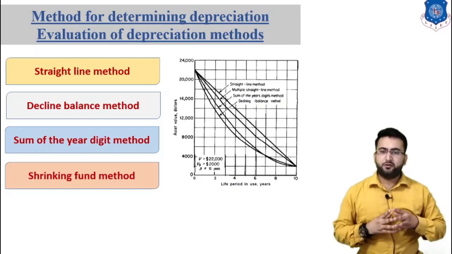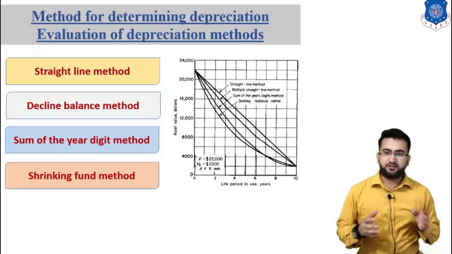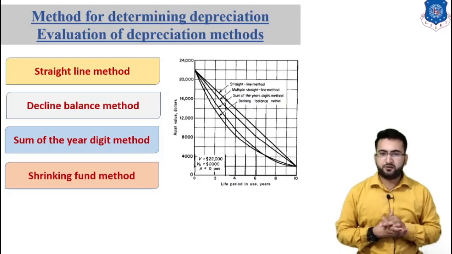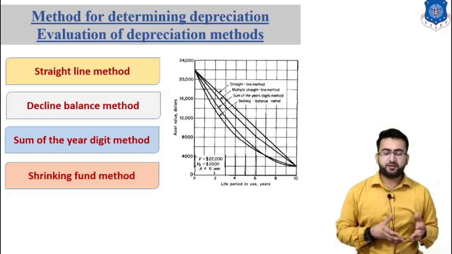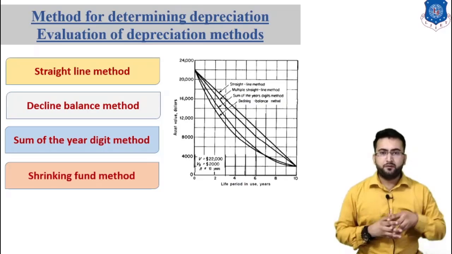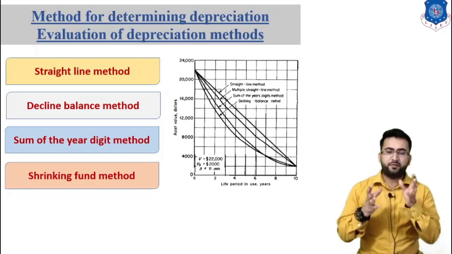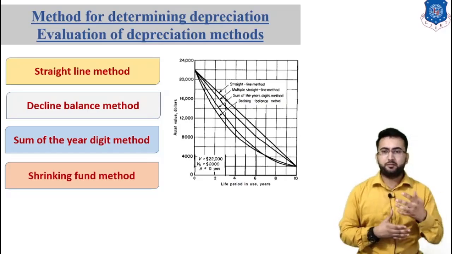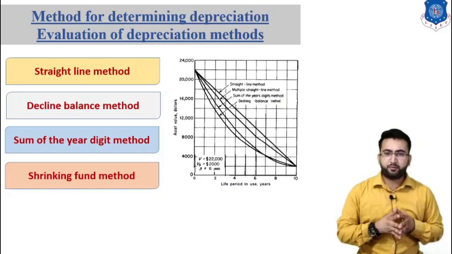There are mainly four types of methods for determining depreciation. The first is the straight line method, the second is the declining balance method, the third is the sum of year digit method, and the fourth is the sinking fund method. So in this lecture, we talked about depreciation and its types. Depreciation means the measurement of the cost of property whose price is reduced due to the change in time. There are mainly two types of depreciation: physical depreciation and functional depreciation.